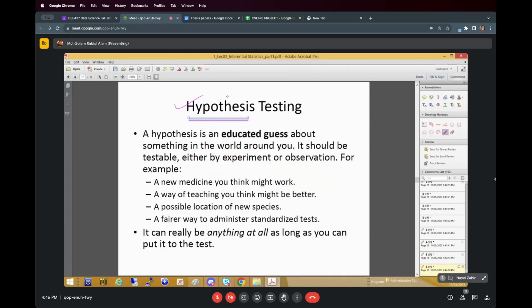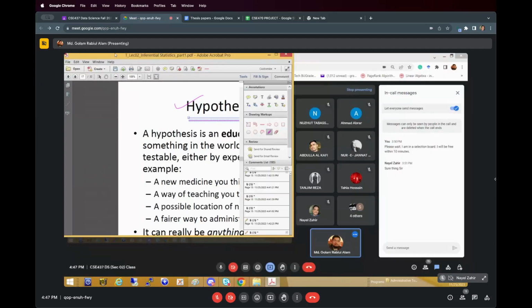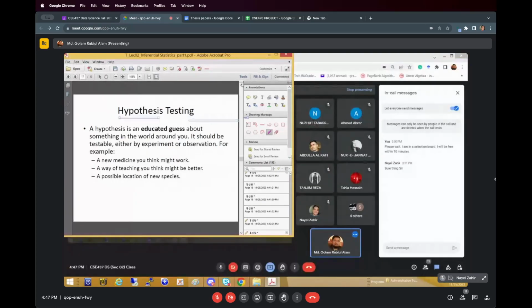So hypothesis can be anything that you want to guess. Usually we call it an educated guess. So usually we have different types of hypothesis.